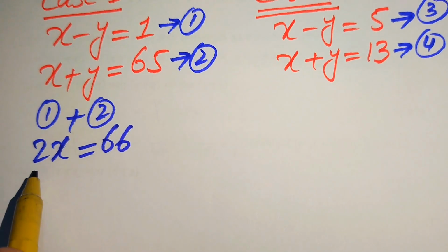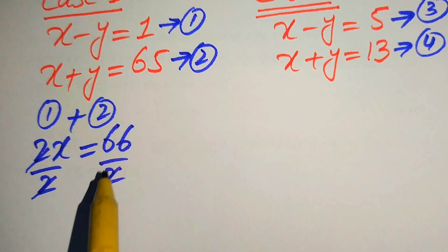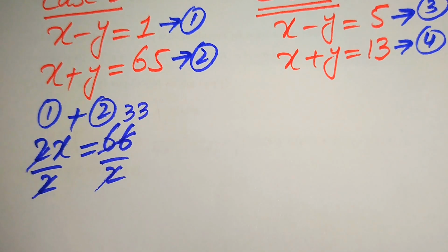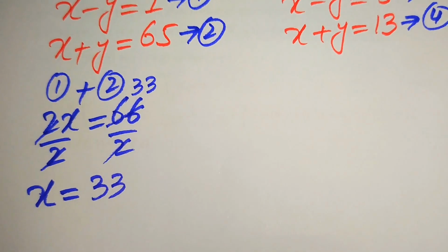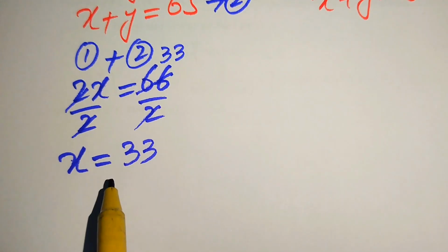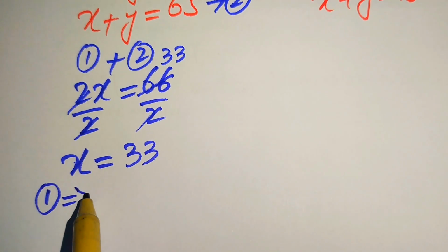So for the values of x, we divide both of the sides by 2. This 2 and 2 are gone. 2 times 3 becomes 6, and 2 times 3 becomes 6 here. So we easily get the value of x is equal to 33. And now, in the same pattern, we put this value of x into equation number 1 and we get the value of y.